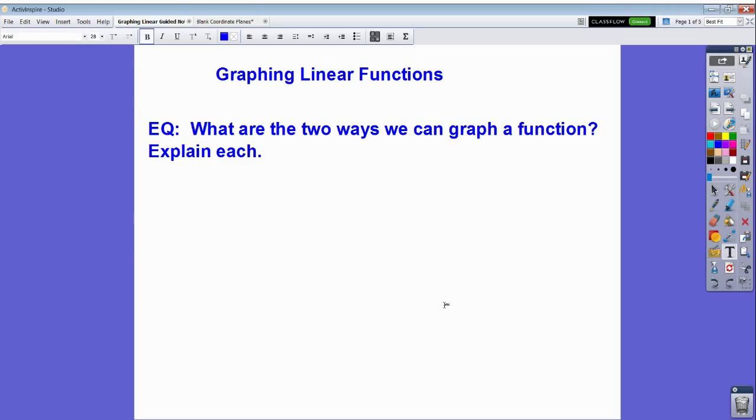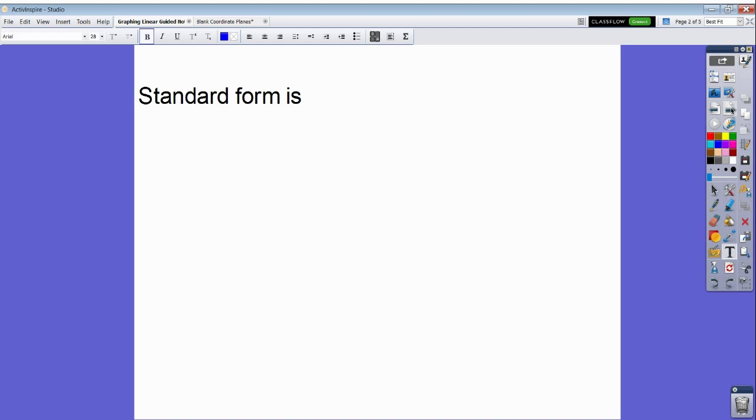Hey y'all, this is part two of graphing with linear functions. As you remember, the essential question is currently: what are the two ways we can graph a function? We already talked about one way, and we're going to learn the second way. And hopefully by the end of this video, you'll be able to explain both ways.